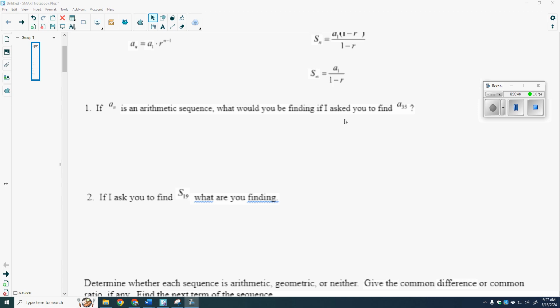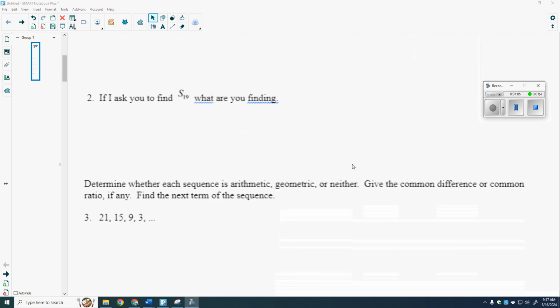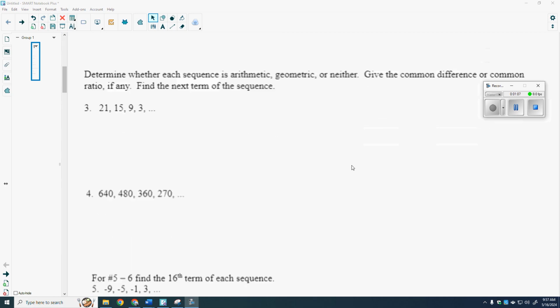Question 2. S, on the other hand, is the sum. It's a series. So S sub 19 would be finding the sum of the first 19 terms. Okay, again, that's just notation. Now we've got to do something.